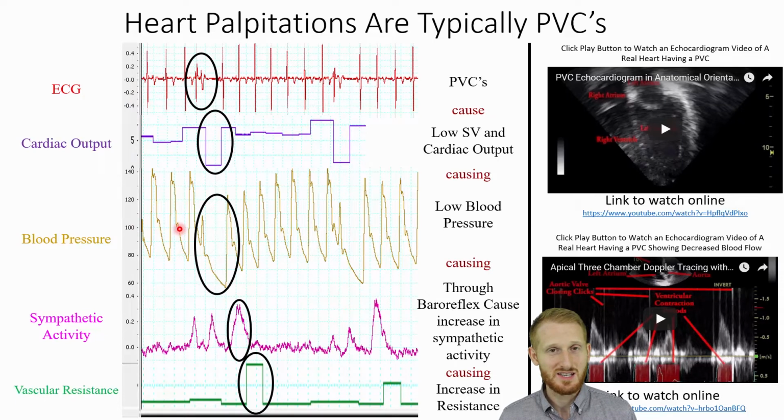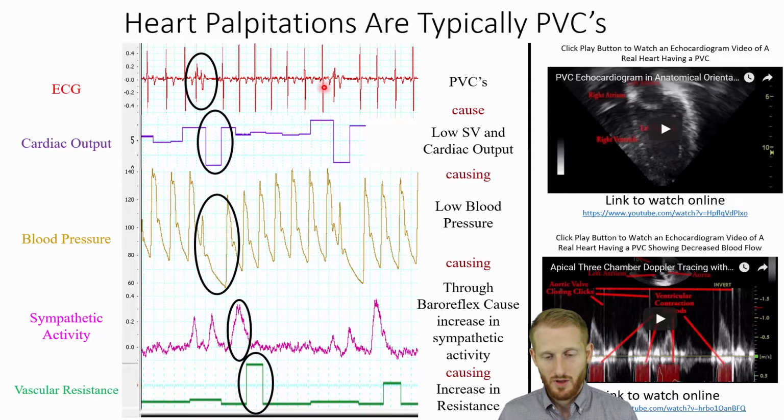This is a continuous tracing of blood pressure from a little finger cuff. Here we have sympathetic nervous activity. These spike shapes here are basically bursts of sympathetic activity. And then we have vascular resistance across this bottom channel.